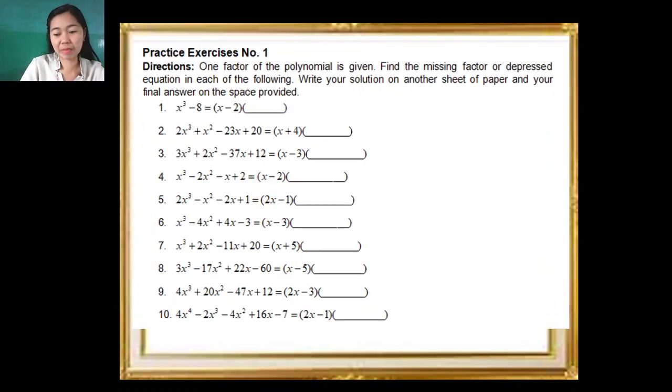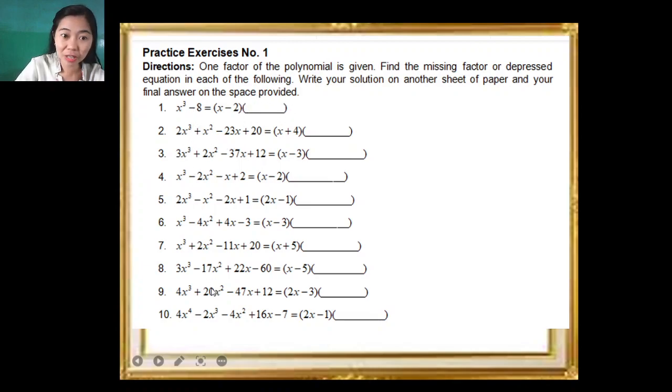Yan. So, ito yung activity na ipinadala ko sa inyo. Where in the directions, one factor of the polynomial is given, find the missing factor or the depressed equation in each of the following, then write your solution on another sheet of paper, and your final answer on the space provided. So, dun sa inyong answer sheet, dun yun na ilalagay yung final answer. But you have to attach your solution sheet written on another sheet of paper. I-staple nyo na lang sa ilalim kung paano nyo nakuha si missing factor or yung depressed equation dito.